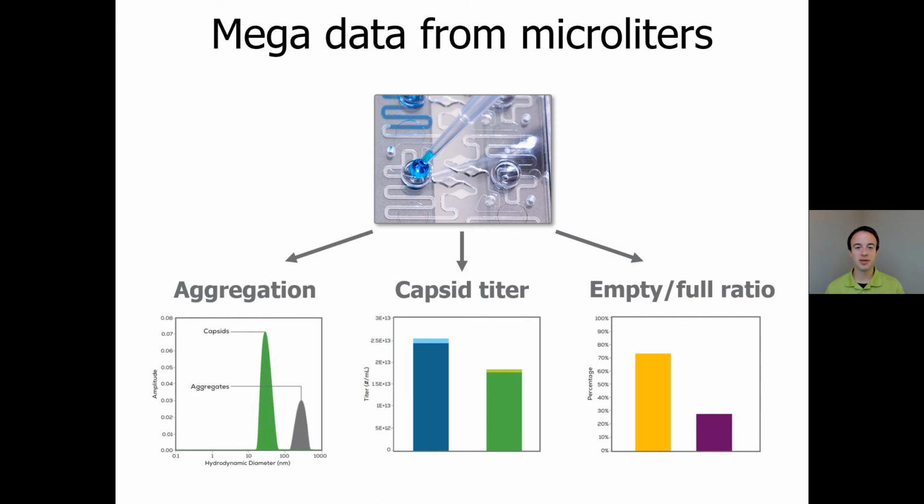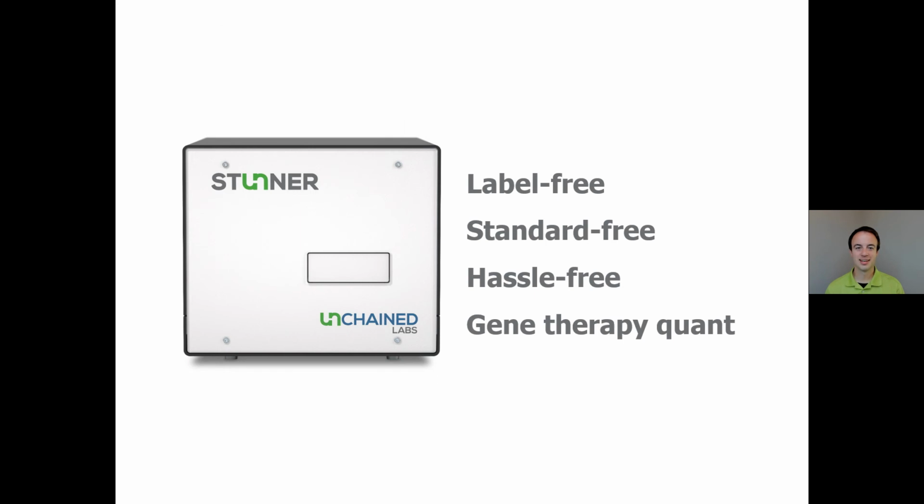So from only 2 microliters, Stunner combines UV-Vis, DLS, and SLS data to tell the whole story about your AAV, delivering mountains of data about sample aggregation, AAV full and empty capsid titer, and empty-full ratio. So that's how Stunner delivers label-free, standard-free, and hassle-free gene therapy quant. So once you start using Stunner, your fridge that is supposed to be full of AAV characterization techniques will now contain at least one technique that you're really excited about.